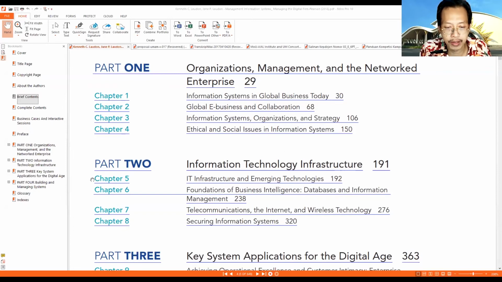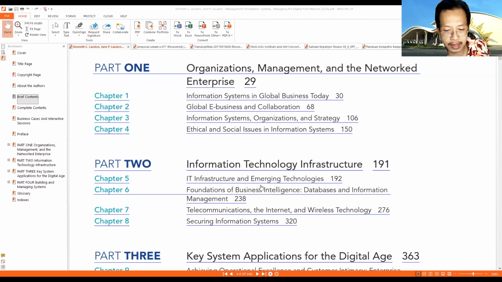In the second part, we'll be talking about the IT infrastructure, for instance, the hardware, the operating system, the telecommunications systems, and so on. And then after that, we will be talking about databases, because databases are the heart of an information system. You can't run an information system without any data in it, and the data is managed using databases.